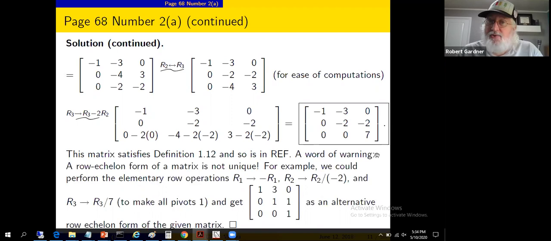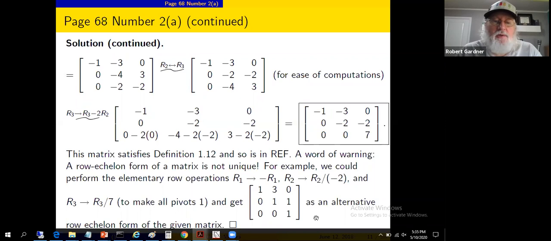I said we could maybe start out by dividing. Word of warning, row echelon form is not unique. For example, we could take this one and change it. We could multiply row 1 by negative 1 to produce this. That's an elementary row operation, and the pivots are still in the right place. We could take row 2 and divide it by negative 2. That would produce a 1 here and here. That too is a row operation. We can divide row 3 by 7. We can make all those pivots 1. That's what's been accomplished with these manipulations.